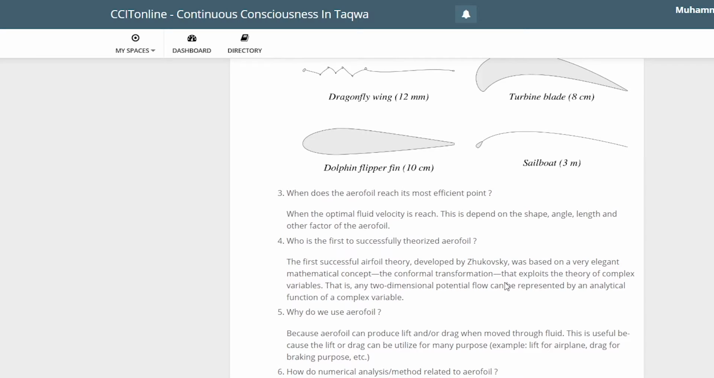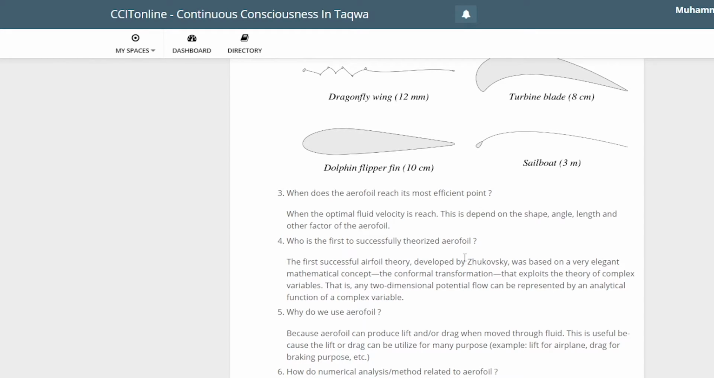For the next one, when does the aerofoil reach its most efficient point? It is when the optimal fluid velocity is reached. This optimal velocity depends on the shape, angle, length, and other factors of the aerofoil.